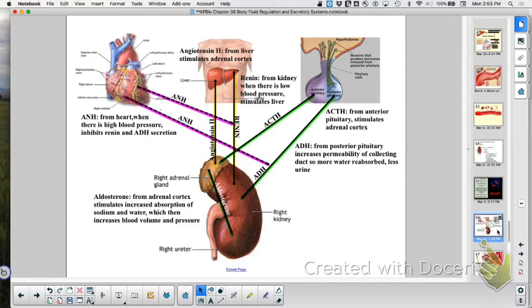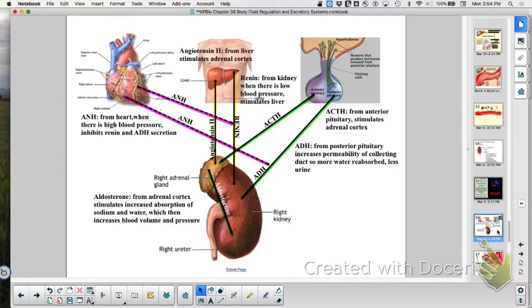ADH comes from the posterior pituitary. We already talked about how it affects the collecting ducts and helps you reabsorb more water. There's something called Adrenocorticotropic Hormone. This comes from the anterior pituitary. It affects the adrenal cortex and basically this aldosterone, which is a type of mineralocorticoid.